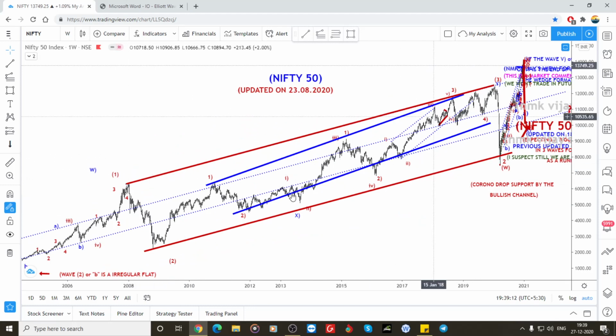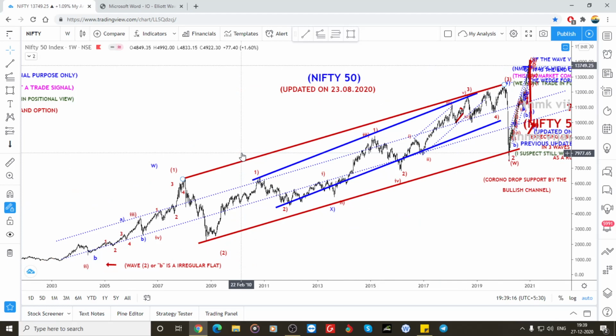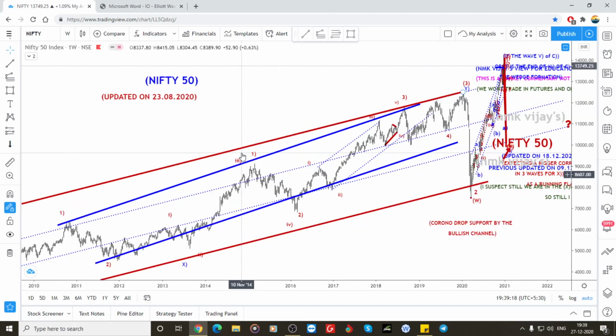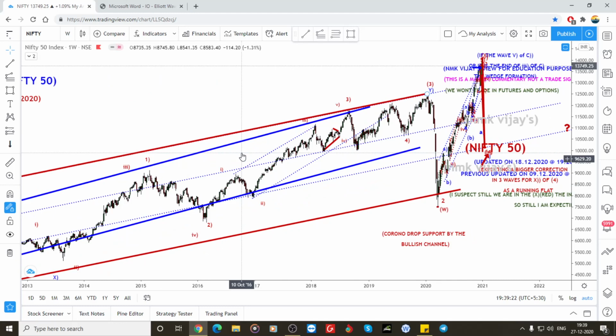So if you draw like this and get ready at your fingertips in all the charts, there is no need to look for the fundamentals. I won't look for the fundamentals, but it will help you to reach the target. Say in the intermediate wave also, it's a good channel, and here also we are getting the channel.